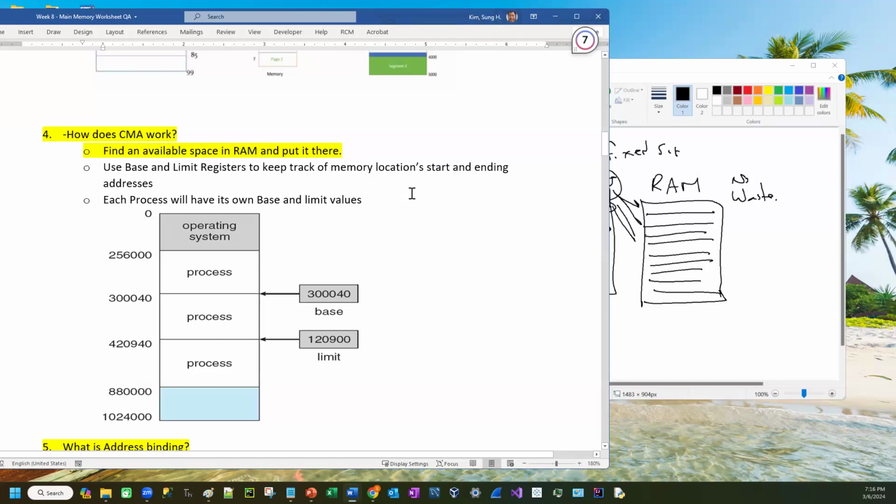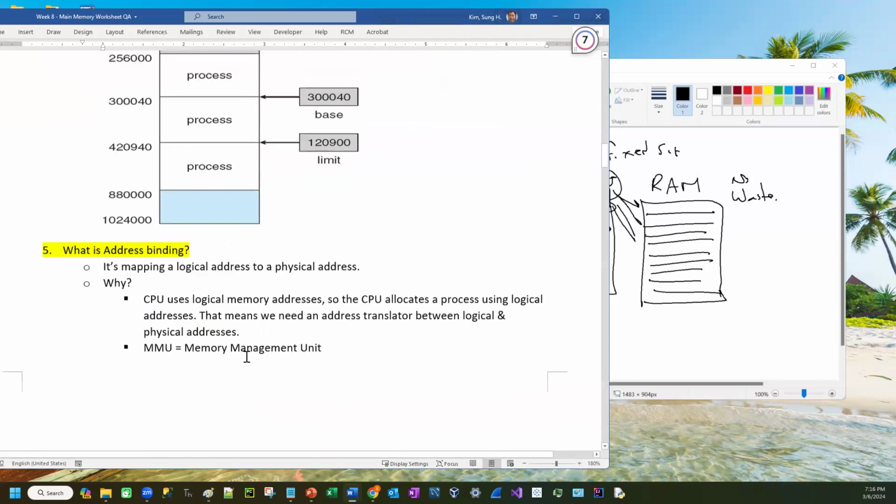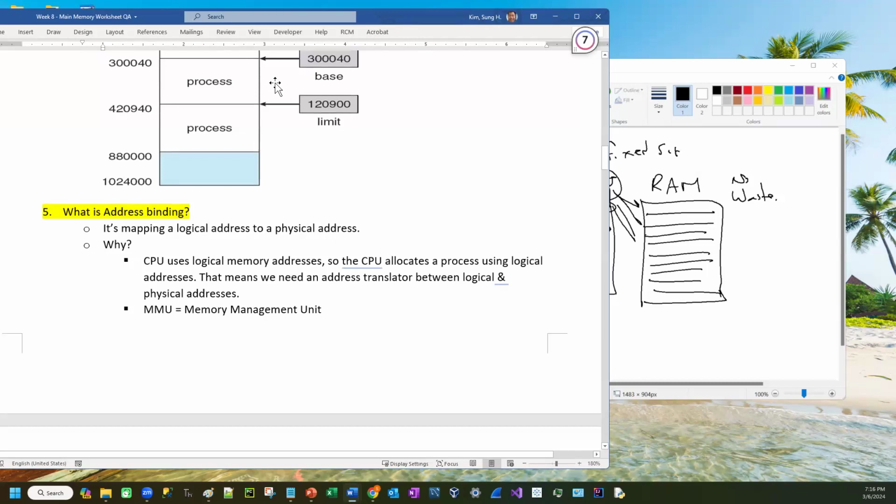But as you saw, there are different strategies even within the CMA. Okay, thank you. Could I see number 5? Yeah. And so number 5 is basically finding the logical address and the physical address. Okay, thank you. I appreciate it.